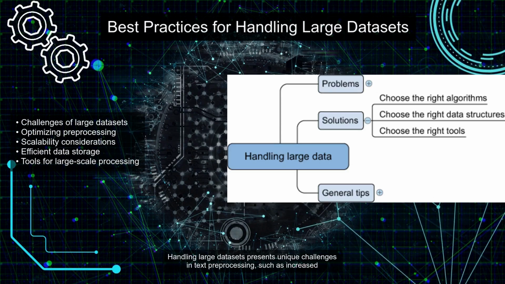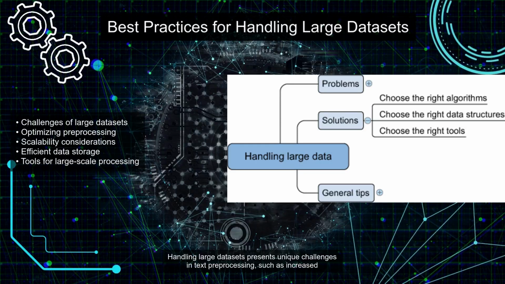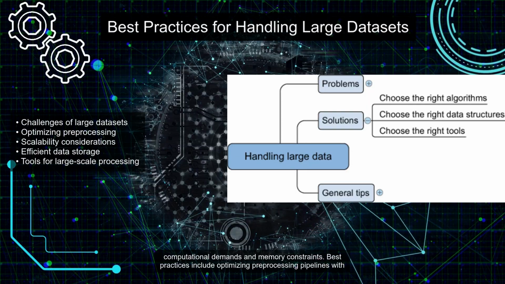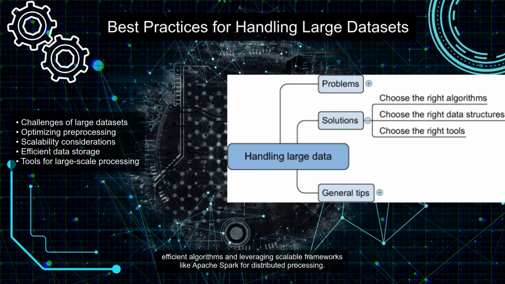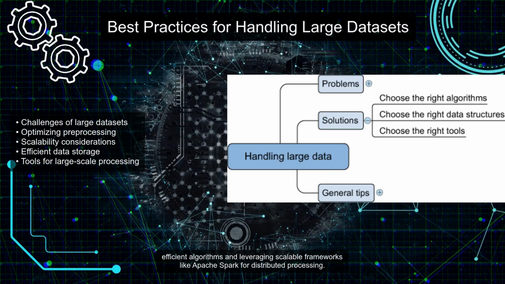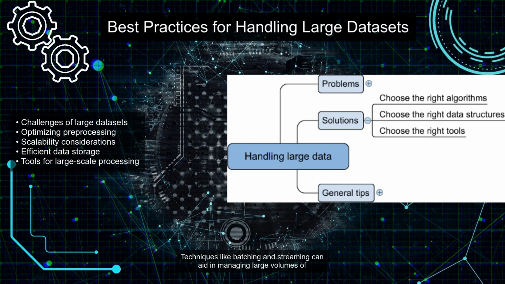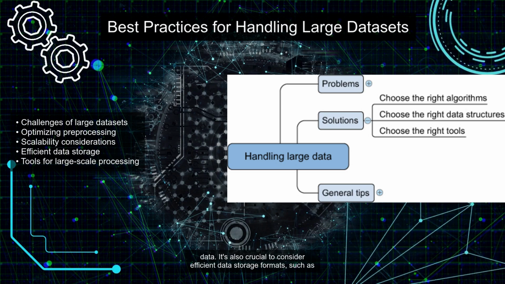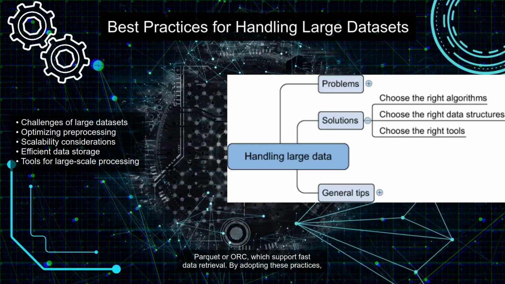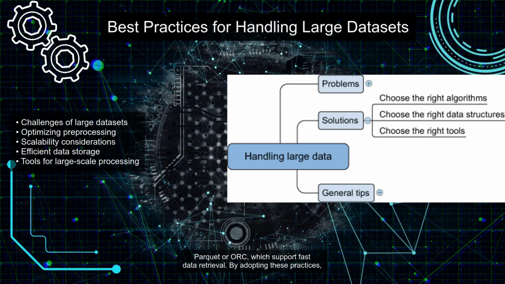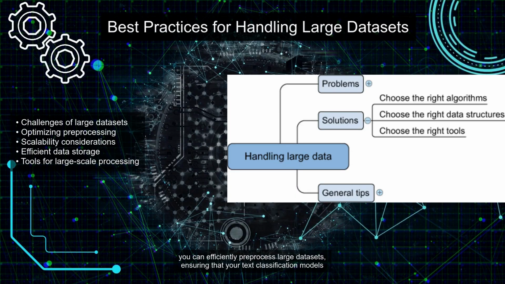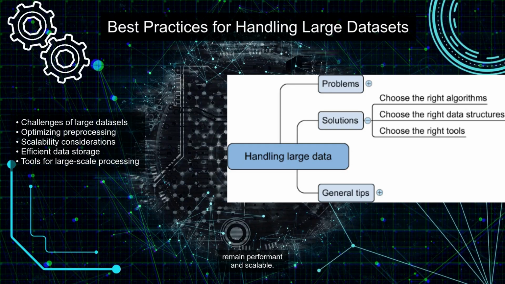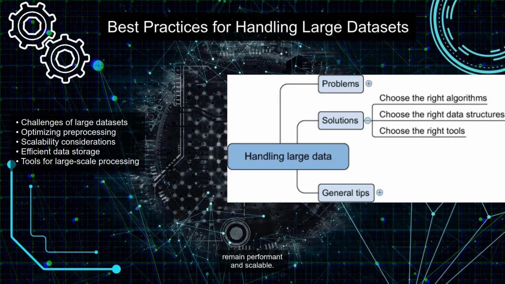tasks. Handling large datasets presents unique challenges in text preprocessing, such as increased computational demands and memory constraints. Best practices include optimizing preprocessing pipelines with efficient algorithms and leveraging scalable frameworks like Apache Spark for distributed processing. Techniques like batching and streaming can aid in managing large volumes of data. It's also crucial to consider efficient data storage formats, such as Parquet or ORC, which support fast data retrieval. By adopting these practices, you can efficiently preprocess large datasets, ensuring that your text classification models remain performant and scalable.